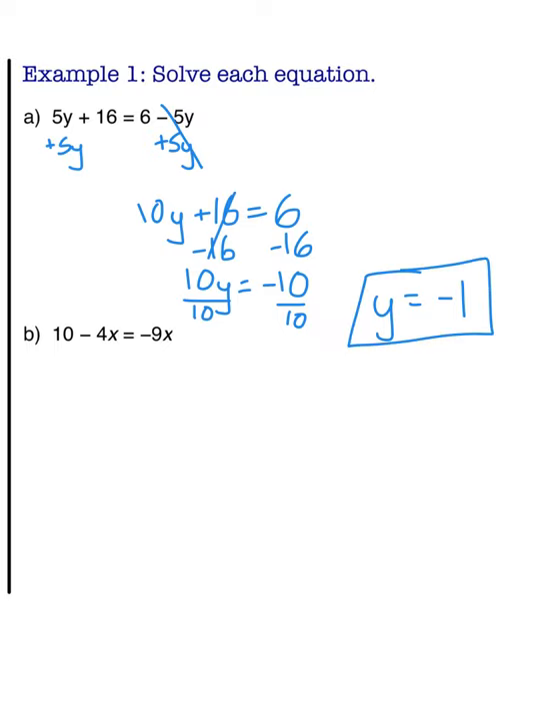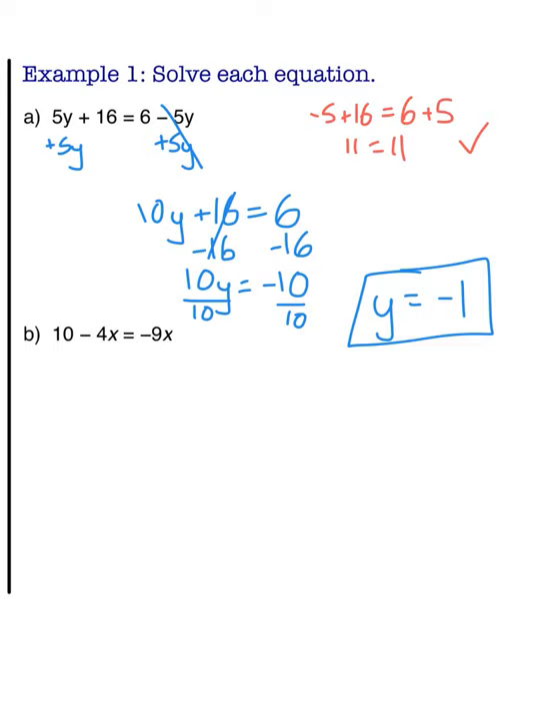All right, and we can check our work by plugging in negative 1. If I plug in negative 1 to the top, I'll do this in a red color. I have negative 5 plus 16 equals 6. Negative 5 times negative 1 is plus 5. And both sides are going to be 11, which is true, so we're good.